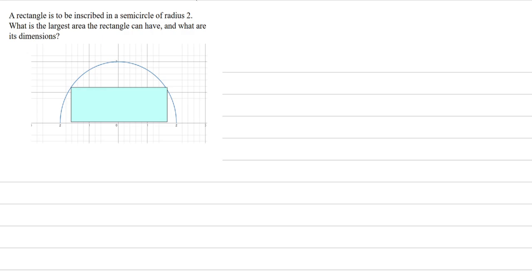We're going to be doing the third question of 4.5. So let's get started. I'm given a rectangle is to be inscribed in a semicircle of radius 2. What is the largest area the rectangle can have? And what are its dimensions?